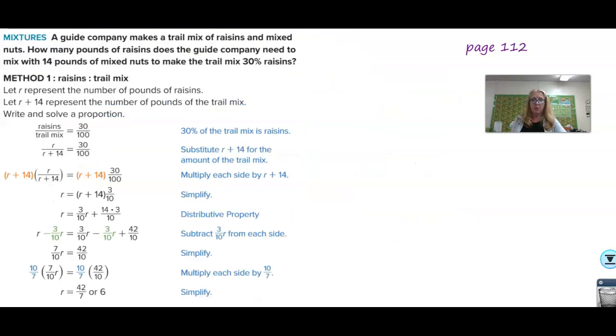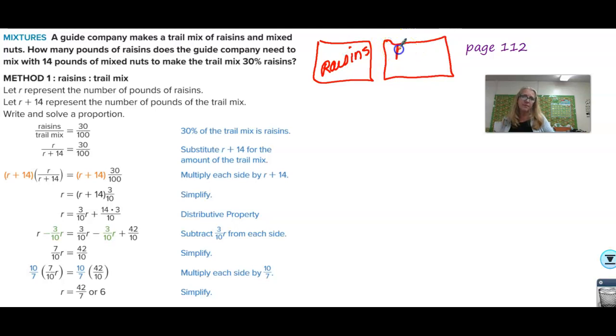So here we have an example word problem. A guide company makes a trail mix of raisins and mixed nuts. Okay, so you got to picture this. Their trail mix is made up of 2 things: raisins and mixed nuts. And if you add these two things together, you get the total trail mix. So it's important to have a visual picture on this one to start off with.